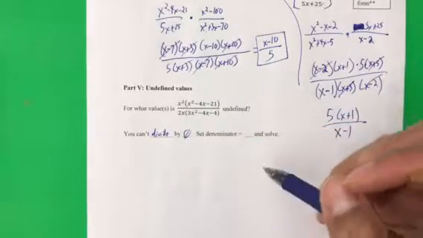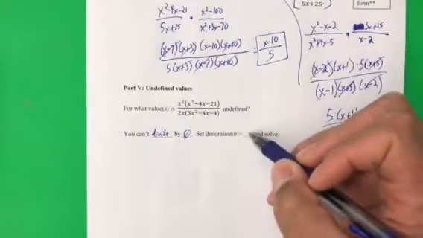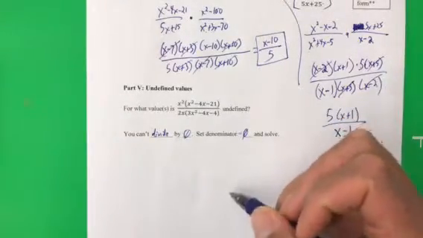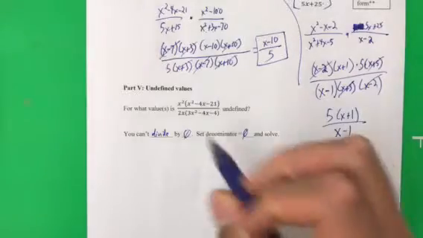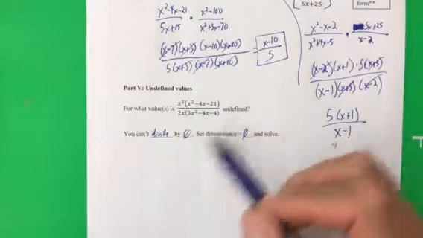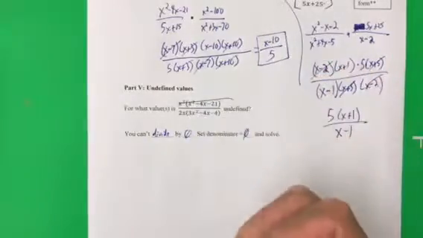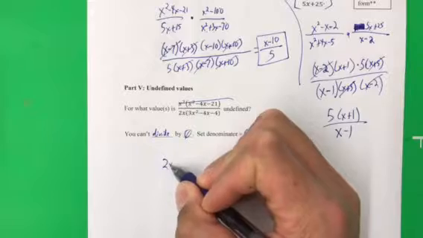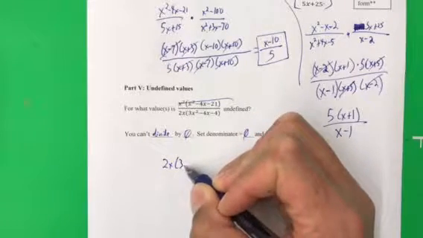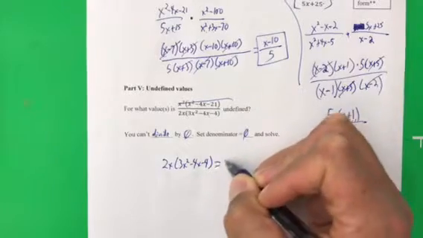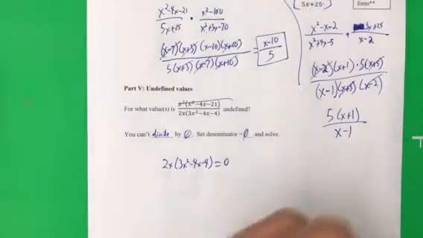So, how do we figure out where that's going to happen? You set the denominator equal to 0 and then solve. So, for these problems, or at least once we get to the point where we're looking at where the undefined values are, if that's all they're asking for, I don't really care about what's up top. We don't have to do anything with it. I only need to look at 2x times 3x squared minus 4x minus 4 equals 0. And now, how am I going to figure out where this equals 0?